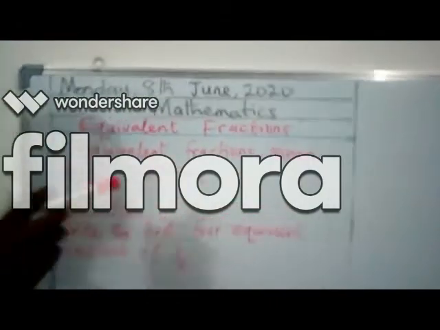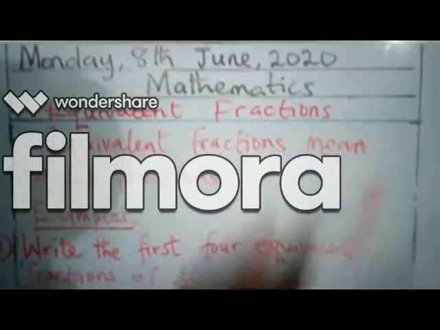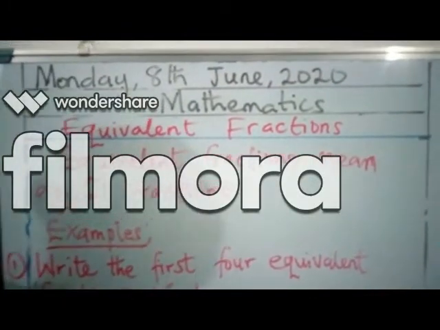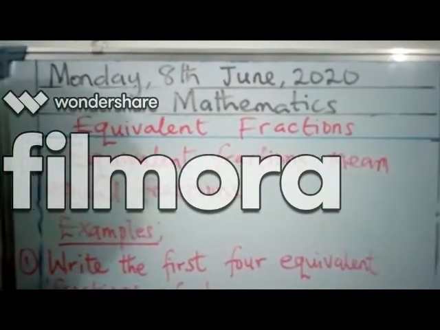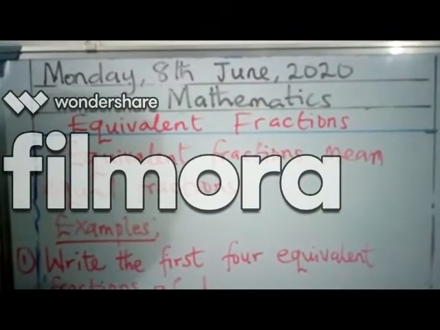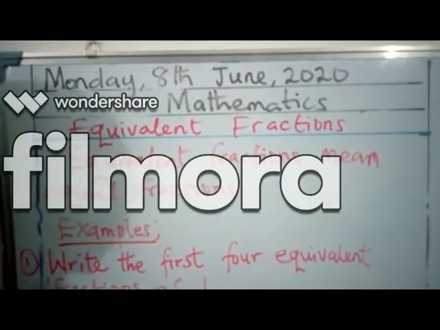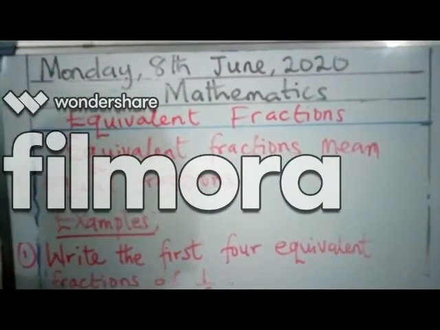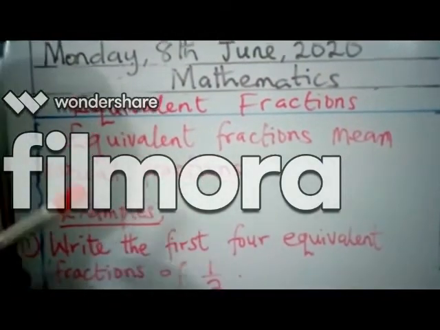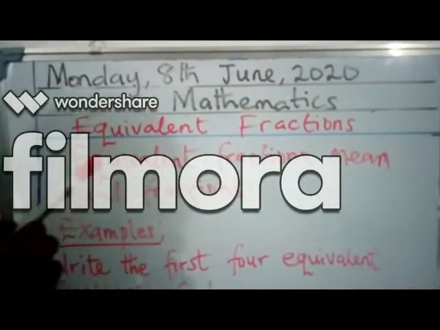As I've told you, today we'll be considering equivalent fraction. Remember last week we did how to convert from mixed number to improper fraction. We also did how to convert from improper fraction back to mixed number. Then we did addition of like fraction. So today we continue from where we stopped last week and we'll be considering equivalent fraction.